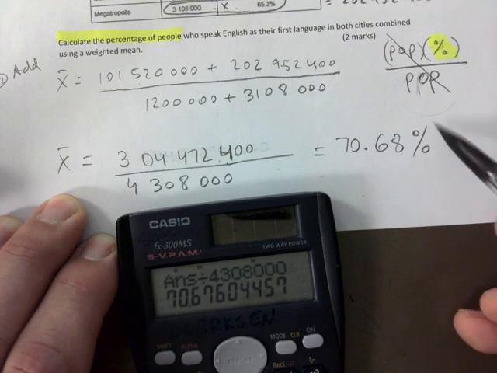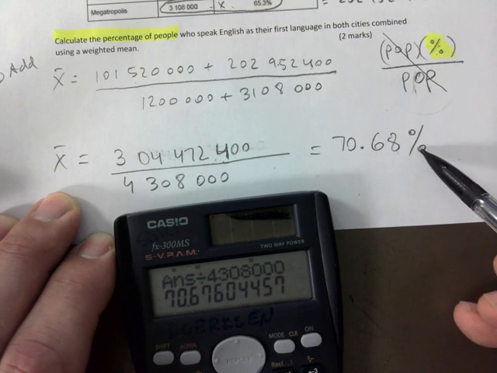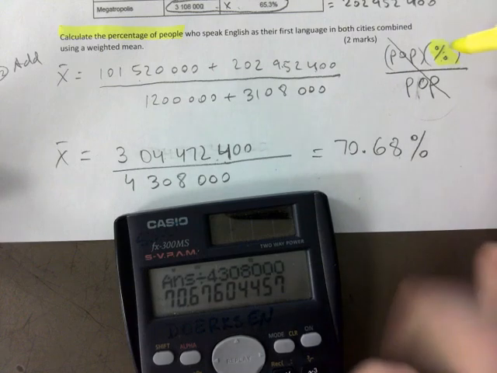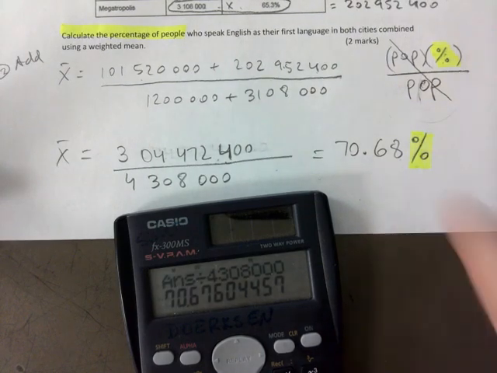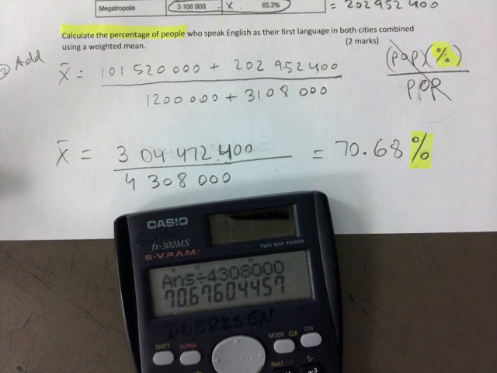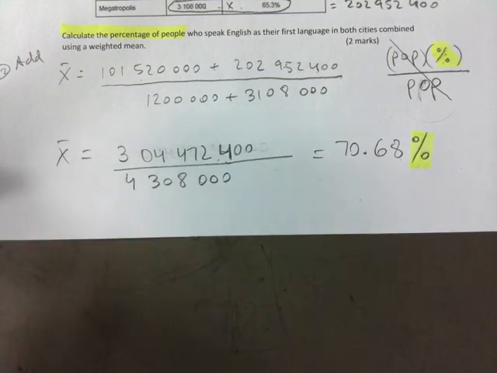70.68%. Why percent? Because I'm expecting that to remain. I'm expecting that to stay. Those are the units that remain. So on average, between those two cities, 70.68% speak English as their first language.